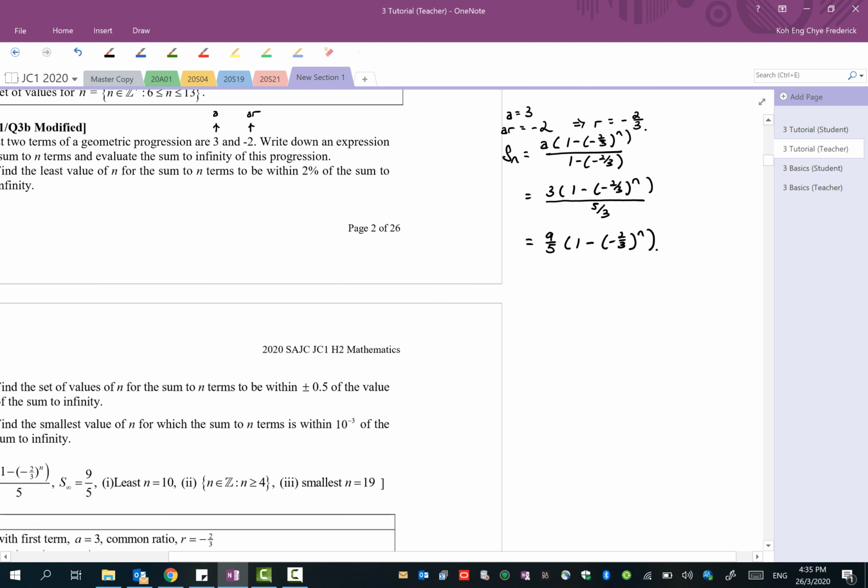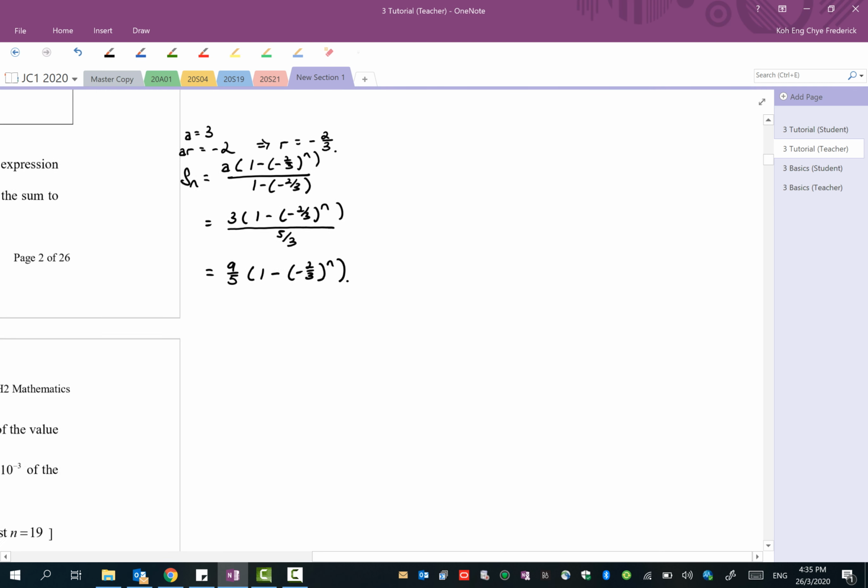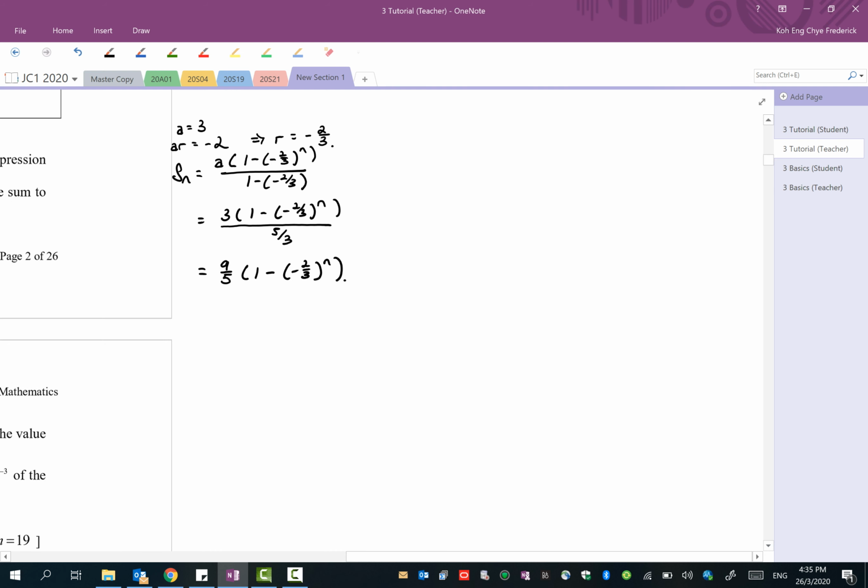Next, they want to find S infinity. There are two ways you can go about doing this, so I'll show you the two ways. Method 1 is just applying the formula. Method 1 says that S infinity equals to A over 1 minus R. That means this is 3 over 1 minus -2/3. So this is going to give you 9/5.